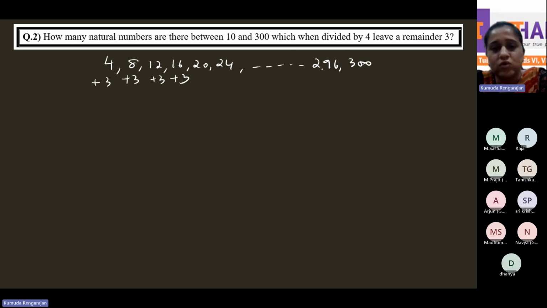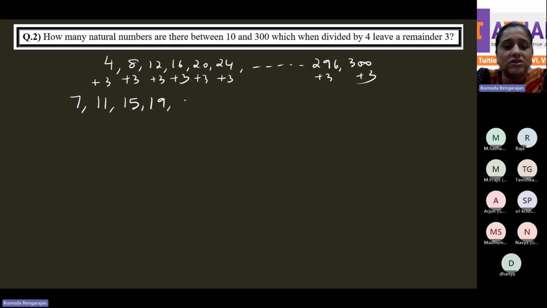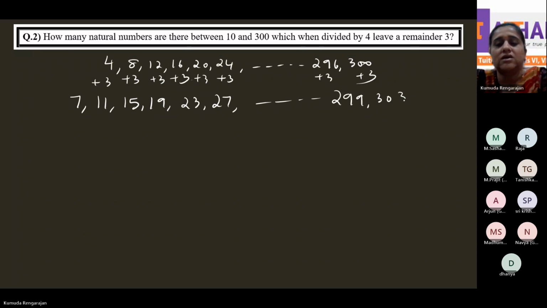So first divided by 4, meaning multiples of 4 we have written. And then remainder 3. So add the remainder. Plus 3, plus 3, plus 3, plus 3. So we get a new sequence: 7, 11, 15, 19, 23, 27, 299, 303.